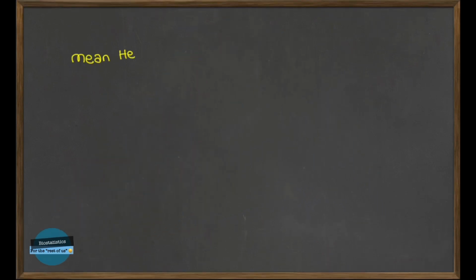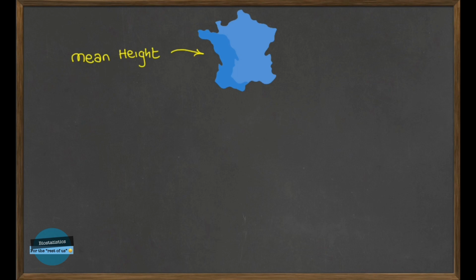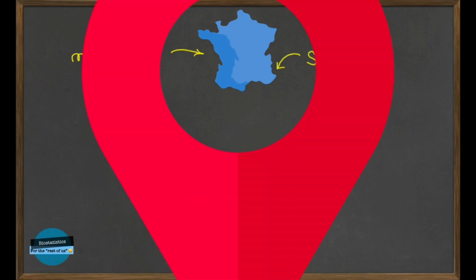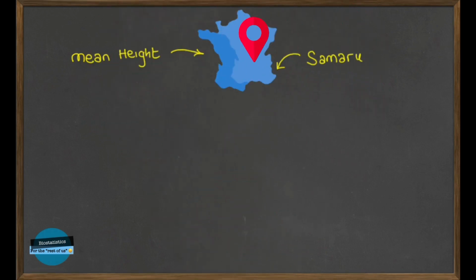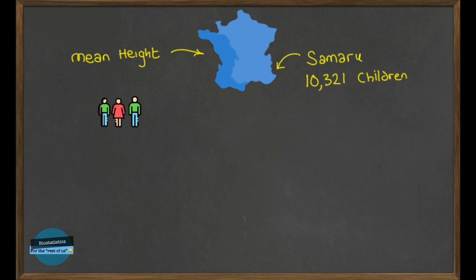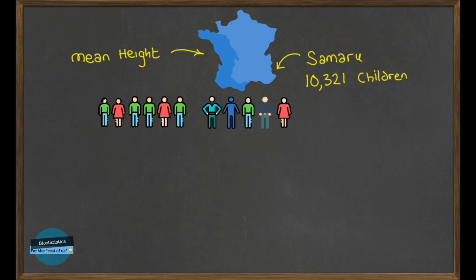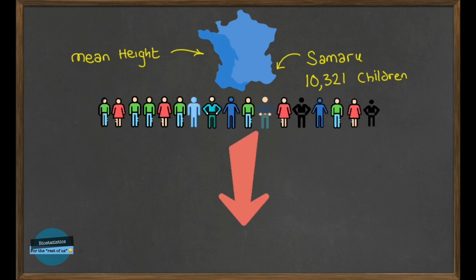Assuming we wanted to know the average height of children in Samoro community. This is just one of the communities in Zaria, Nigeria. This community has about 10,321 children. Well, we could do this in one of two ways. We could either collect the data from all the children in the community, or we could collect this data from a representation of the children in the community.